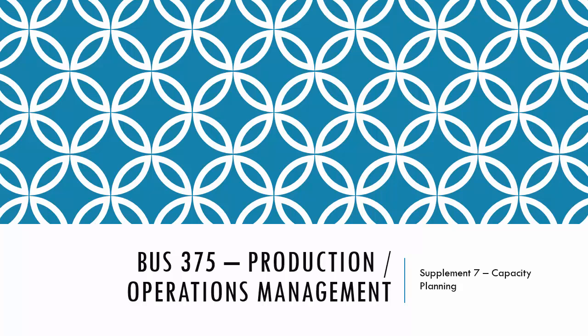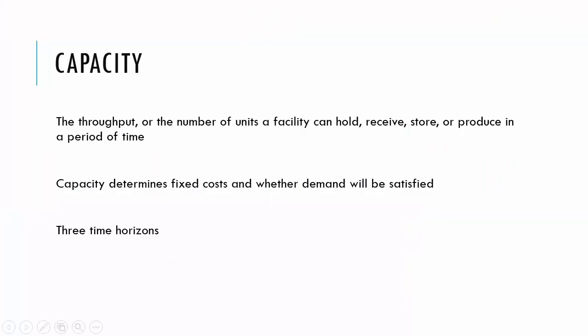We now turn our attention to Supplement 7, Capacity Planning. In order to plan for or manage capacity, we need a working definition of capacity. So here it is. Capacity is the throughput, or the number of units a facility can hold, receive, store, or produce in a period of time.